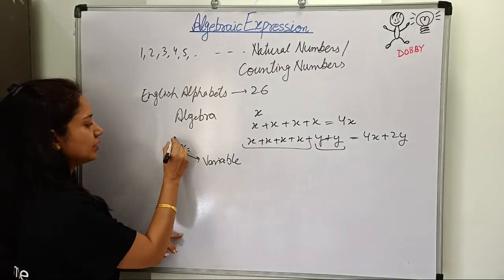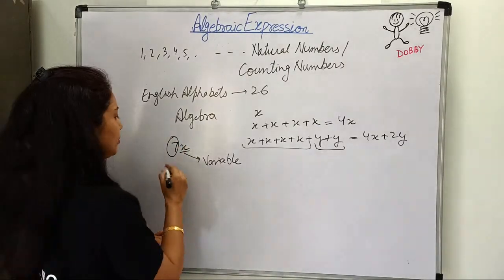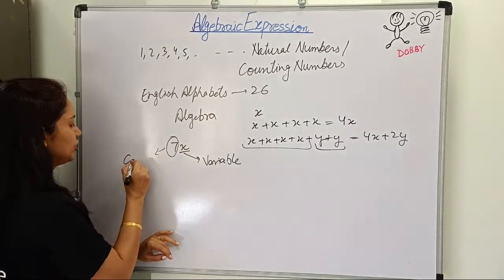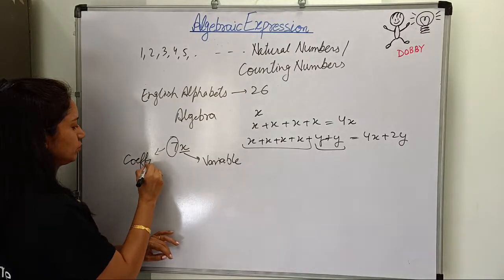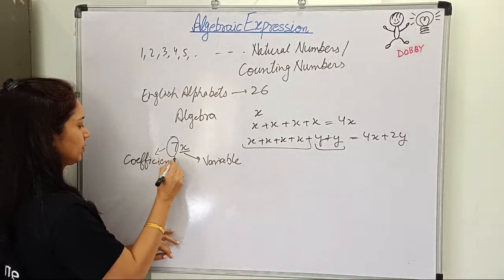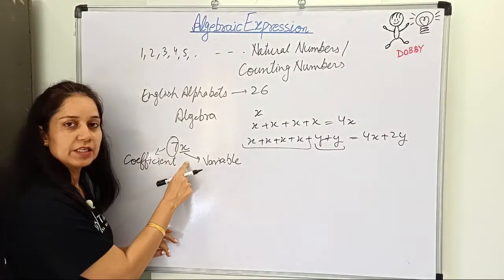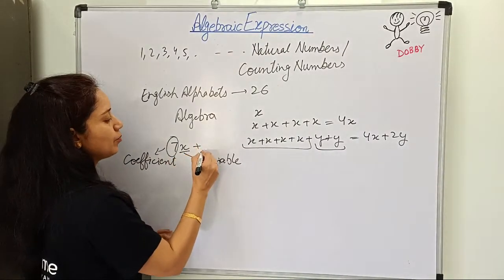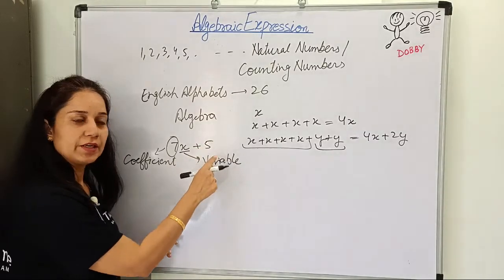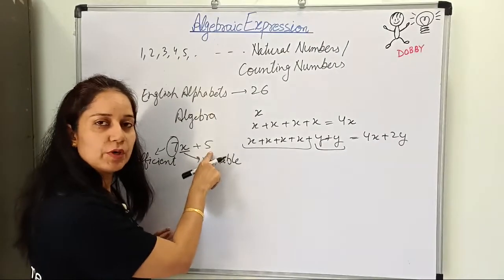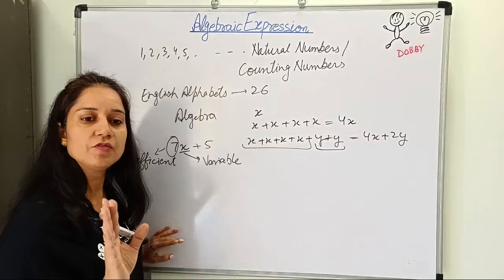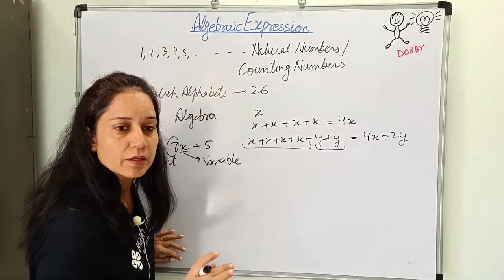And the number which is written at the front is called coefficient. This is 7x. 7 is the coefficient, x is the variable. If a number is written along with the plus sign also, single digit number or 2 digit number without a variable, yes.